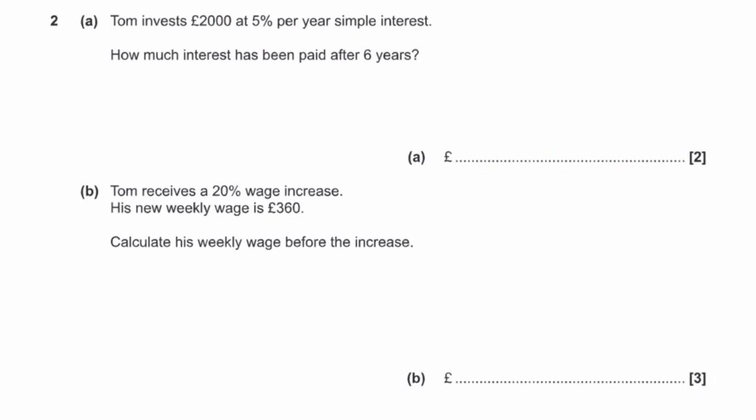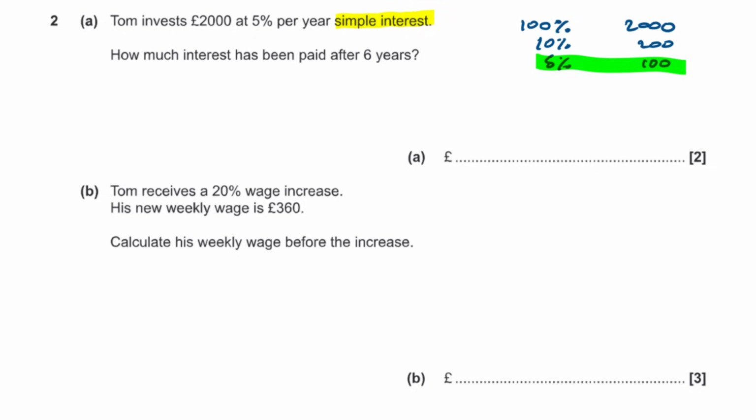Question 2. Tom invests £2,000 at 5% per year simple interest. How much interest has been paid after 6 years? Now note this is simple interest, not compound interest. We are not putting the interest into the account and then in the second year calculating the interest on the original amount plus the previous interest. It's just going to be the same amount each time. So if 100% of something is £2,000, then 10% would be 200, 5% is going to be 100. So that's what 5% interest would be.